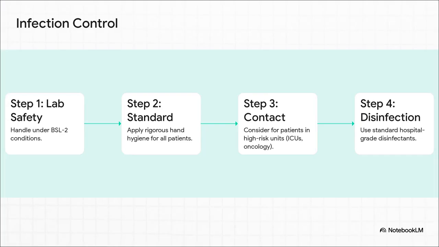When it comes to infection prevention and control, the strategy is all about risk stratification. Of course, standard precautions are the foundation for every single patient. But here's the important part. We know that related species can cause nosocomial outbreaks, so it's just smart to have a lower threshold for implementing contact precautions, especially for those vulnerable patients in high-risk settings, like the ICU or on oncology wards.